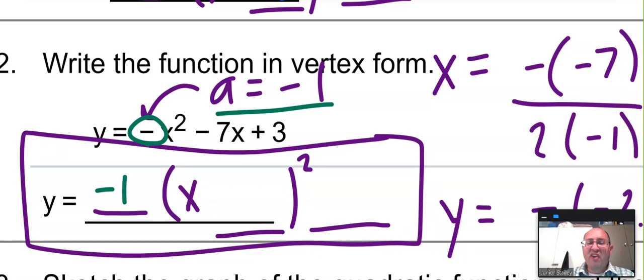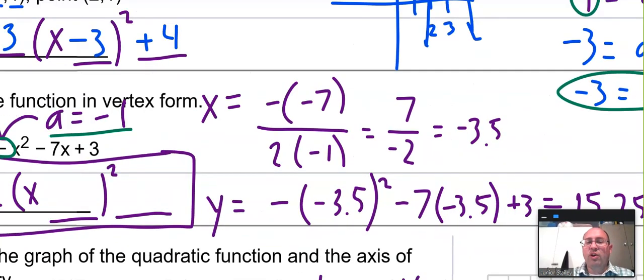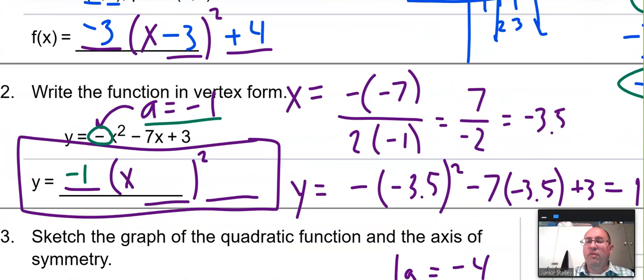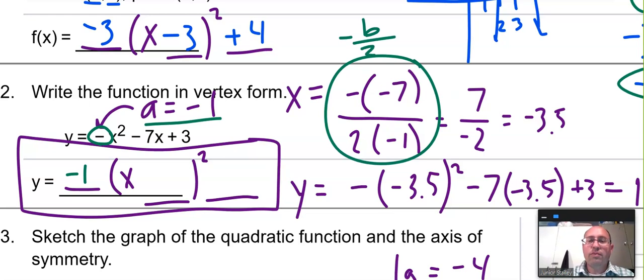So how do I find the vertex? Well, we had our little trick earlier: opposite of b over 2a. If we do that, opposite of -7 is +7. 2 times -1 is -2, so we get -3.5. I don't care if you write it as a fraction or a decimal. It really shouldn't matter at all.